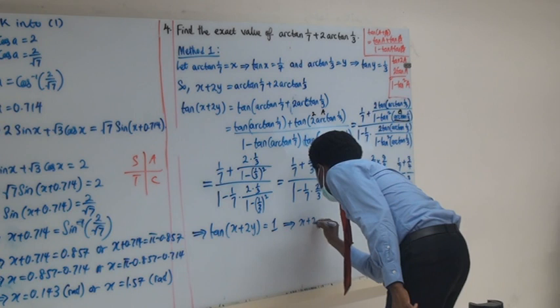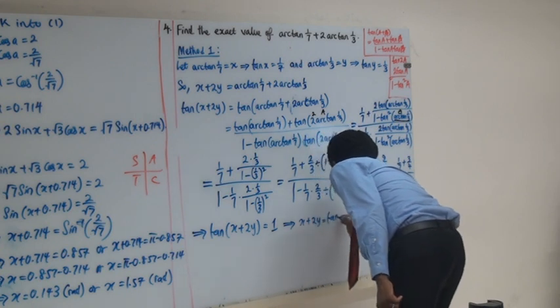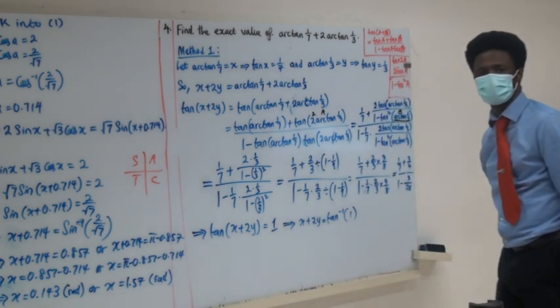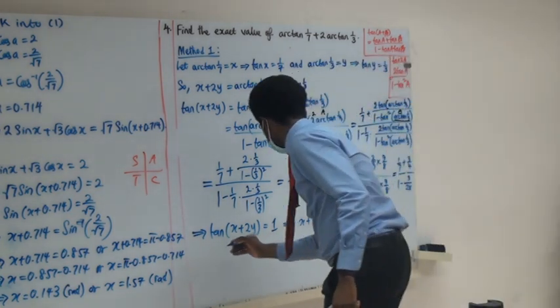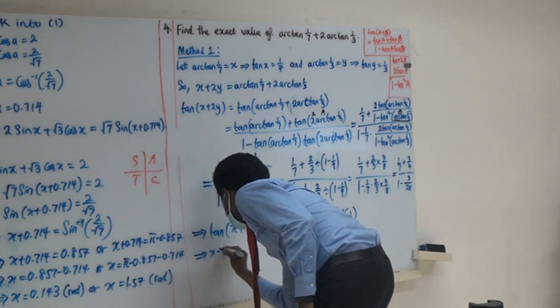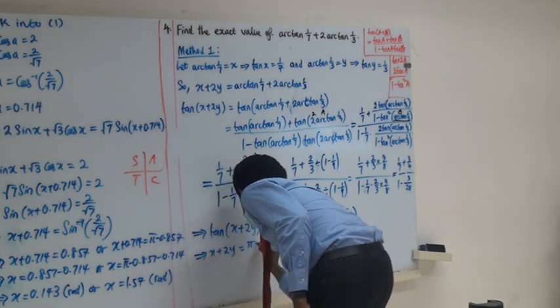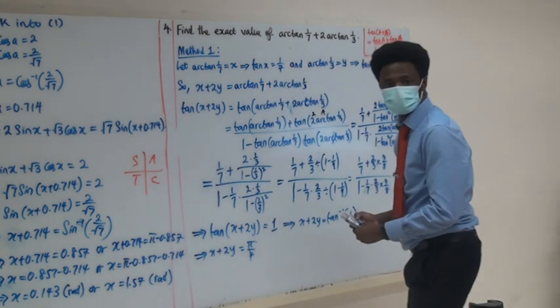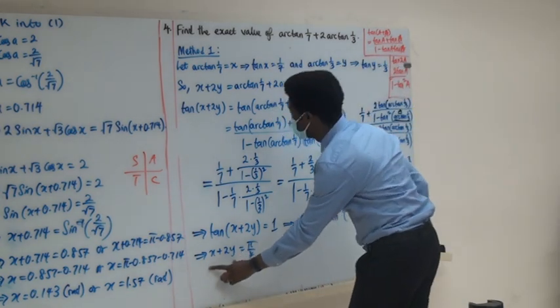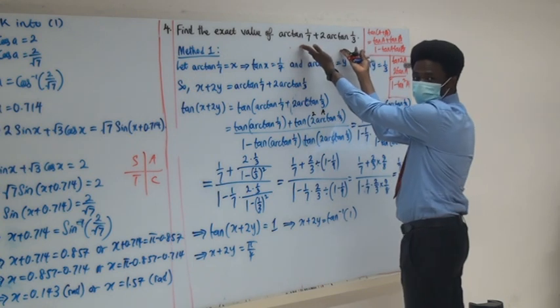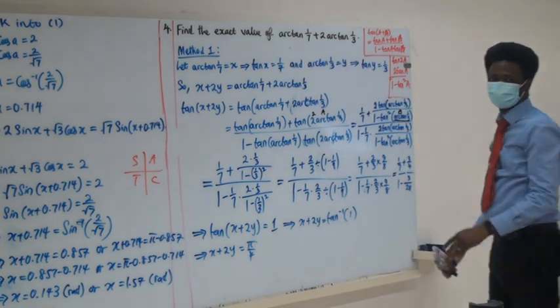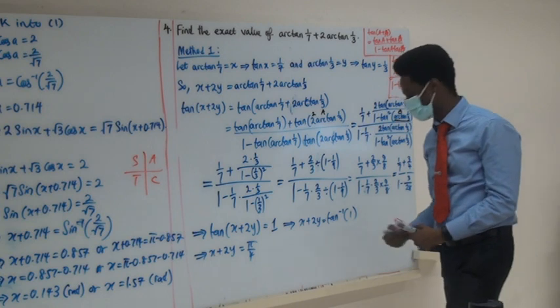So x plus 2y is 1. You take arctan of 1. You're going to see in a bit. What is this? x plus 2y is equal to pi over 4. Agree? You get pi over 4. But what is this one? Recall, that is that one, and that's exactly what you're trying to find. Oh, I get it now. That's exactly what you're trying to find.